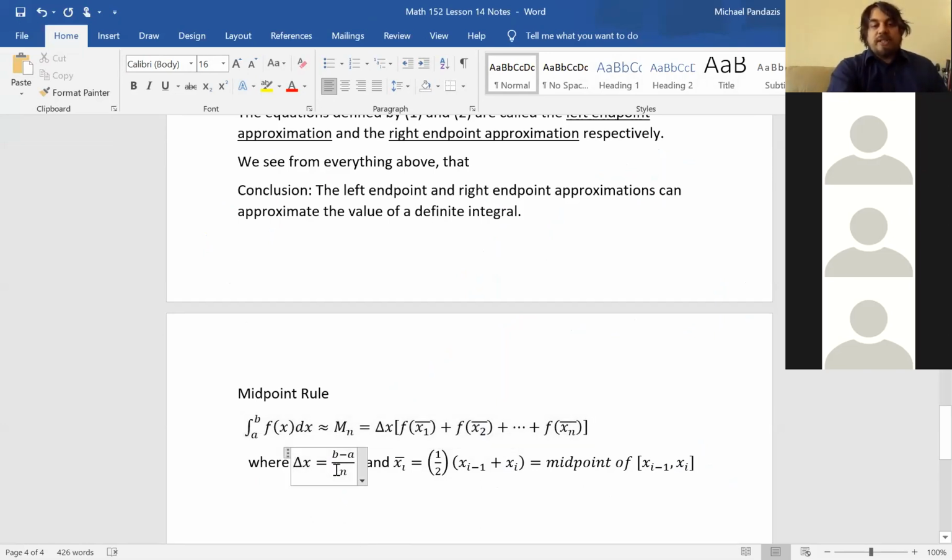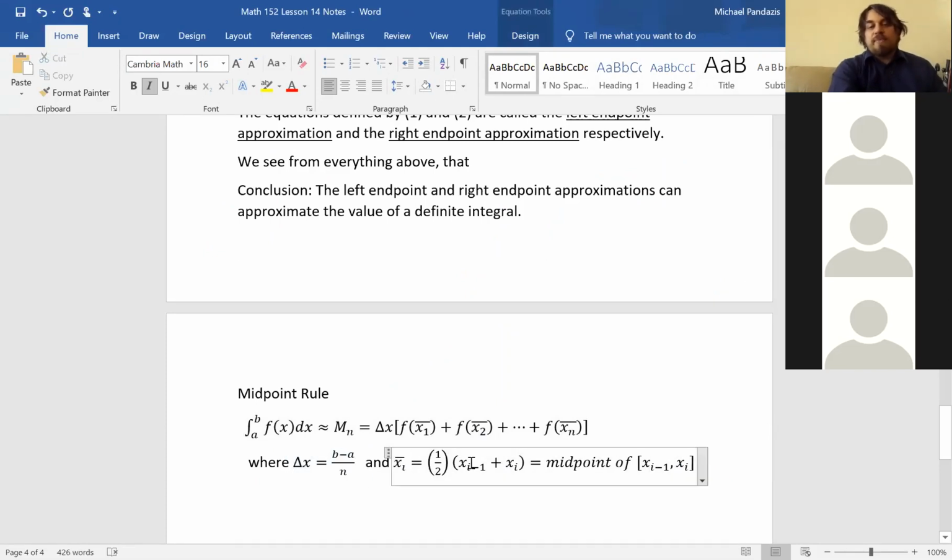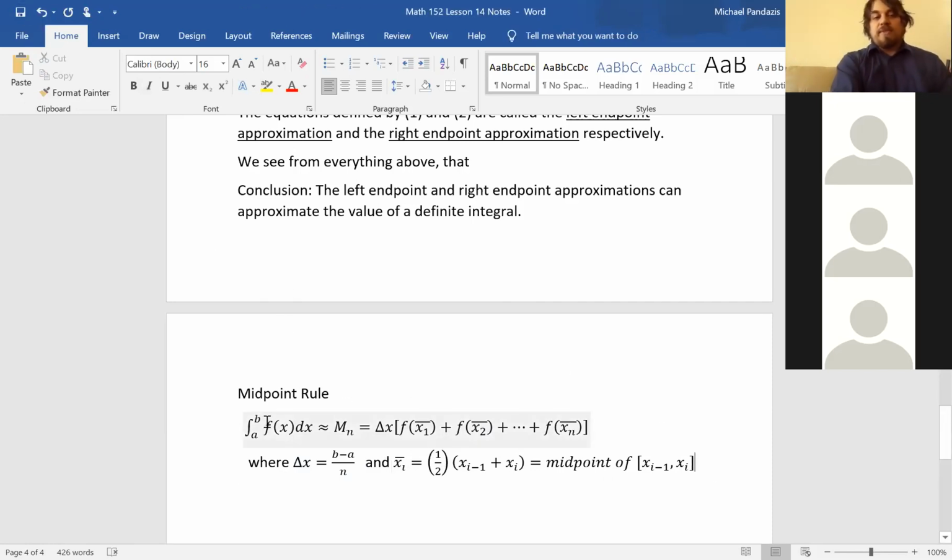Okay, this formula is just telling you how to find delta x, and this formula is just saying x sub i bar is the midpoint of this subinterval, because you can find the midpoint by just adding the two endpoints and then dividing by 2, finding the average. If you find the average of x sub i minus 1 and x sub i, you're finding the real value directly in the middle of them, right? That's just x sub i minus 1 plus x sub i divided by 2, or multiplied by 1/2. Okay, so that's the midpoint rule. It's an approximation of the definite integral using these approximating rectangles.